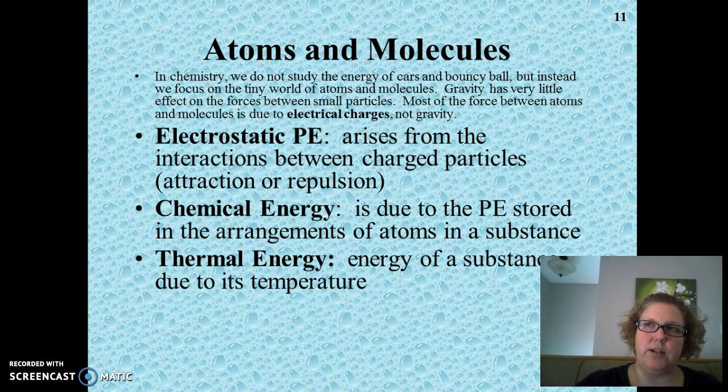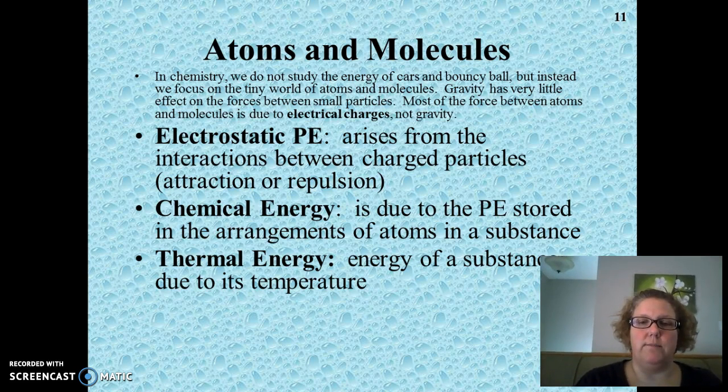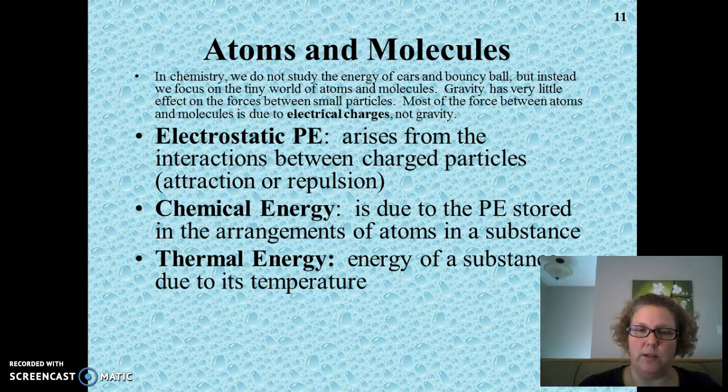Chemical energy is another type of potential energy that's stored in the arrangements of the atoms, meaning in the bonds. And then chemicals can also have thermal energy, okay, due to their temperature. So these are the main types of energy we're going to apply to chemicals, okay? That electrostatic, opposites attract kind of energy between the positive and negative charges, the chemical energy stored in the bonds, and then the thermal energy due to the kinetic movement of the particles.